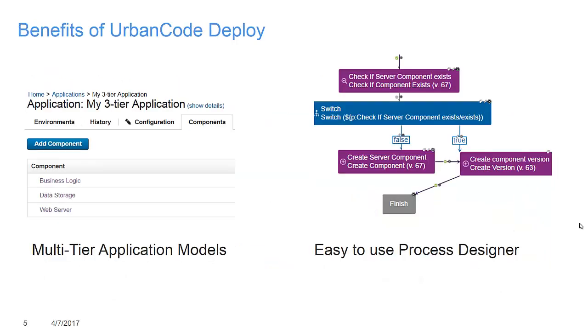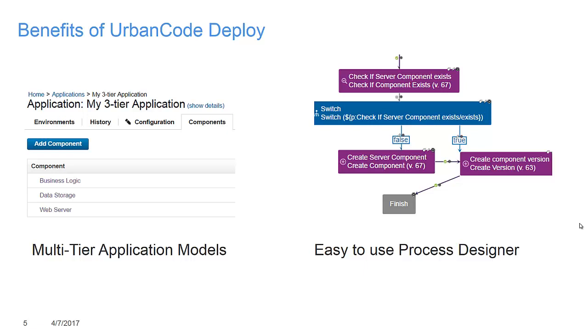First of all, UrbanCode Deploy uses multi-tier application models. And so if you think about your application, it can be made up of different components. For example, the image on the left shows that we have an application that has three different components to it. First of all is the business logic that describes how the application is used. Next is data storage, so think of it as a database where you're going to store your data, and then a web server to serve up that business logic.